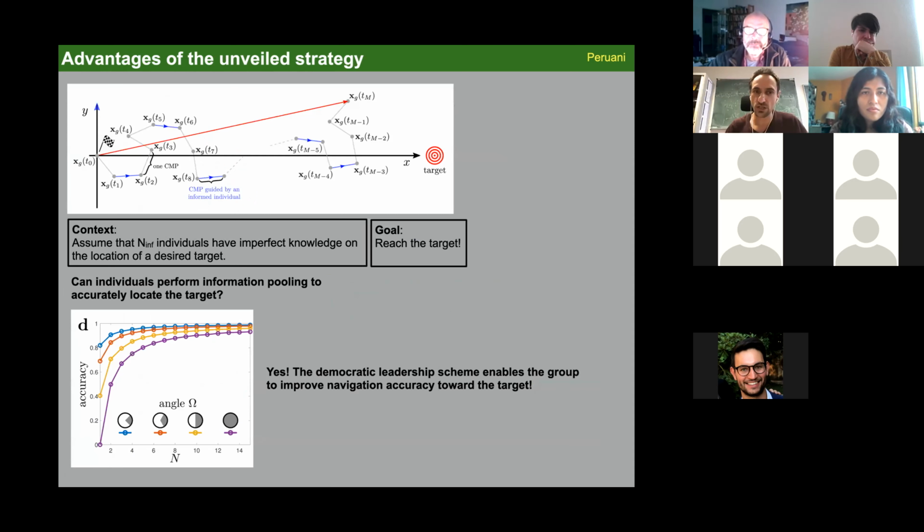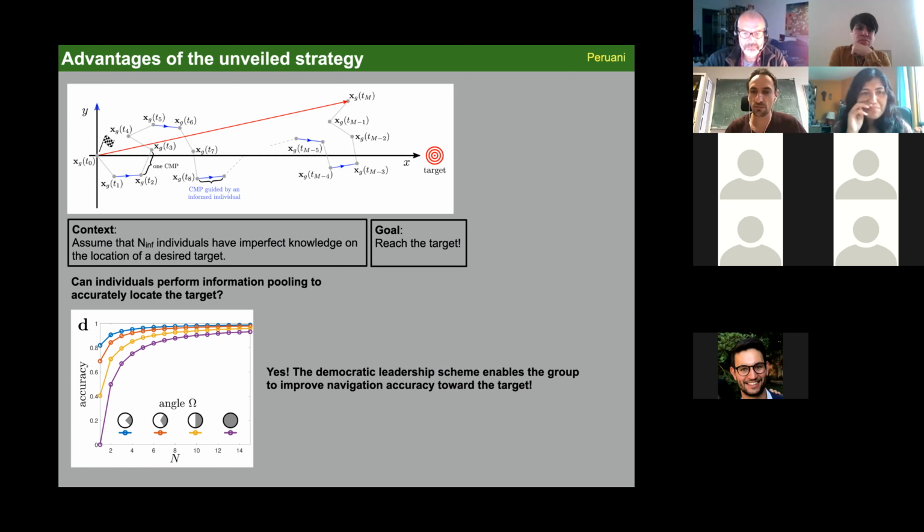And then they can do information pooling, because each time someone acts as a leader, they will move the group in the direction where they think the target is located. And then if someone else is going to guide, the group will also move in the direction that person thinks the target is. So instead of, as in the Vshape model, performing a spatial average, here that will become a temporal average over the different opinions.